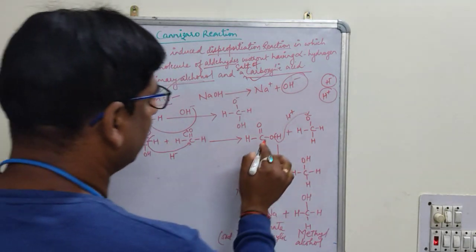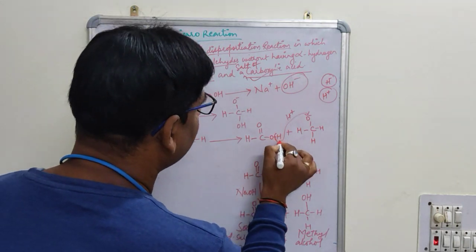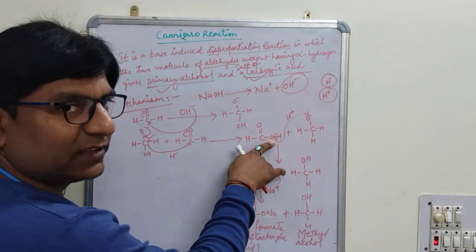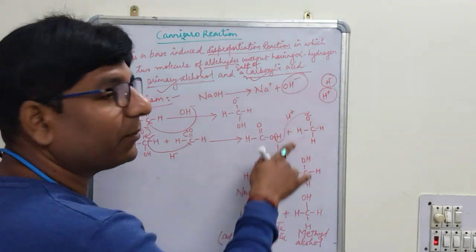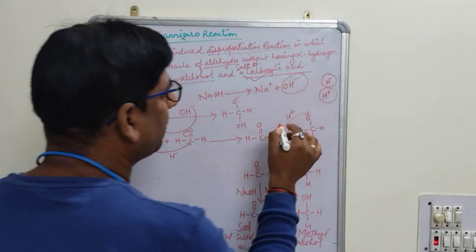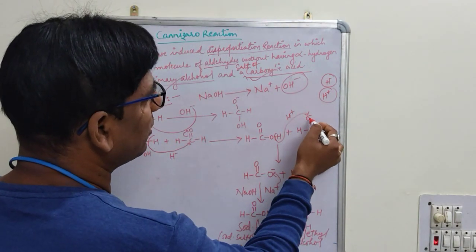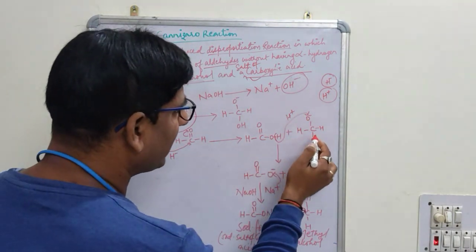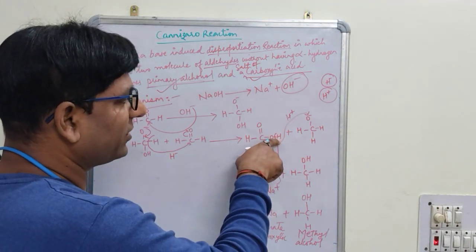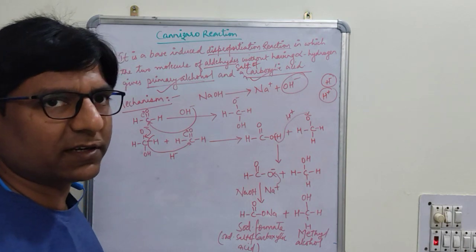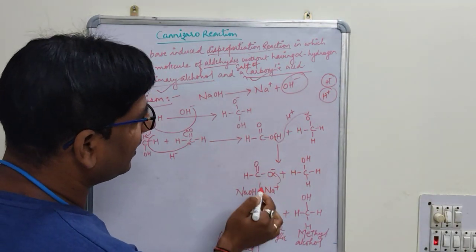Now, when you are left with this, what will happen? This H breaks off in the form of a proton. There will be a proton transfer. Proton means H plus, right? H plus attacks the O minus. Hydrogen is detaching in the form of positive, so it leaves behind the negative on oxygen. Now in this step, what will happen?